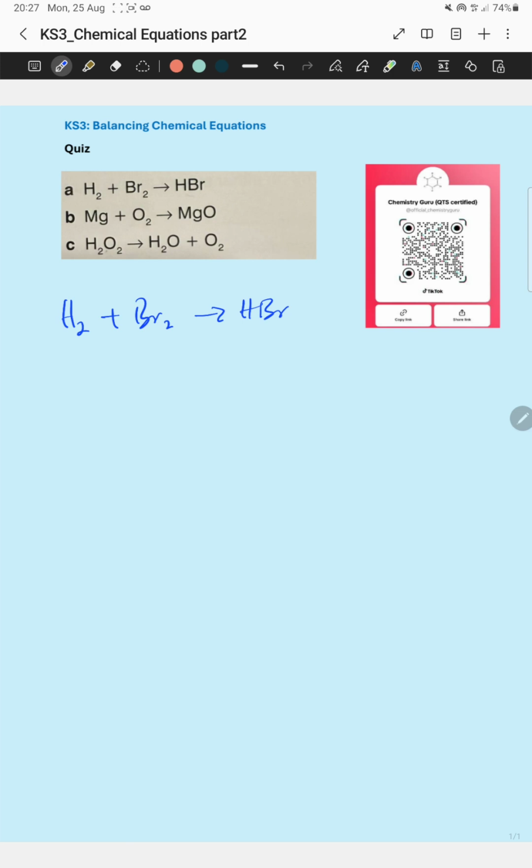Now to know if it's balanced, what you just need to do is to count the number of atoms on one side, and then you ensure it is equal to the number of atoms on the other side. So let's look at hydrogen, for example. On this side we have hydrogen 2, right, and the other side we have hydrogen 1. Let's look at bromine, for example. On this side we have bromine 2 and also we have bromine 1, so it means it is not balanced. So how can we make it balanced?